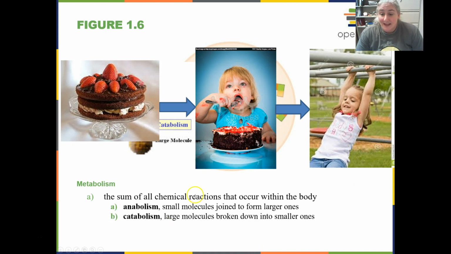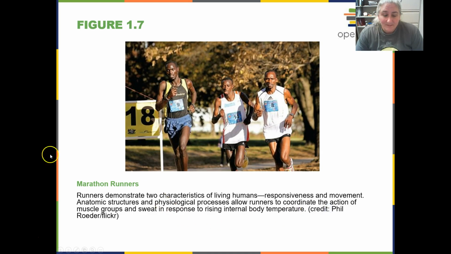So hopefully you like it. It's the easiest way I know to explain this process. But both of these anabolic and catabolic reactions are under that larger header called metabolism. They're both metabolic reactions. And here's another example of metabolism at work. So your body is taking and breaking down carbohydrates, glucose specifically, and releasing energy. That energy is then driving your muscles to be able to move.